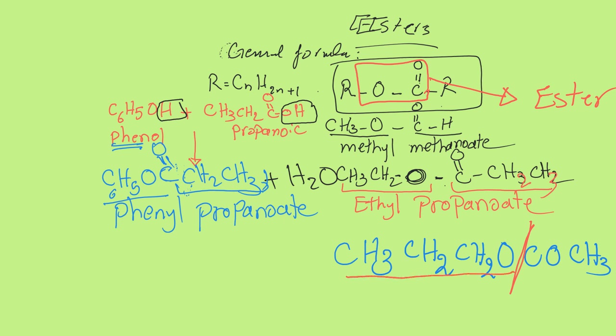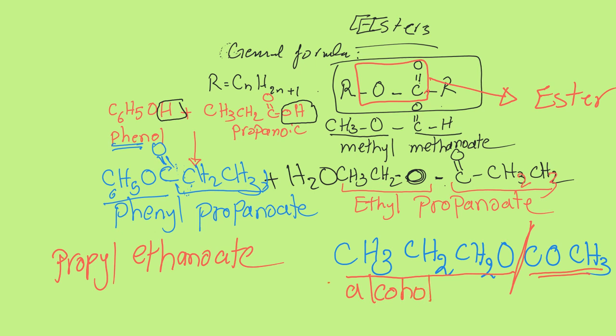This part is the alcohol part. It has 3 carbons, so the name will be propyl. For the alcohol part, we put YL. And for the acid part, it should end with OATE. It has how many carbons? 2 carbons, so it's ethanoic, so we say ethanoate. So what is the alcohol that forms it? The alcohol is propanol and the acid is ethanoic acid.